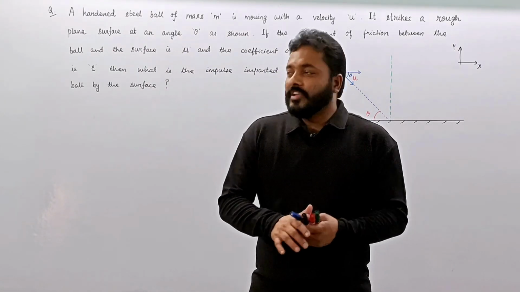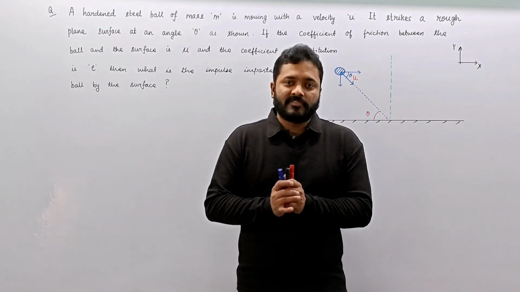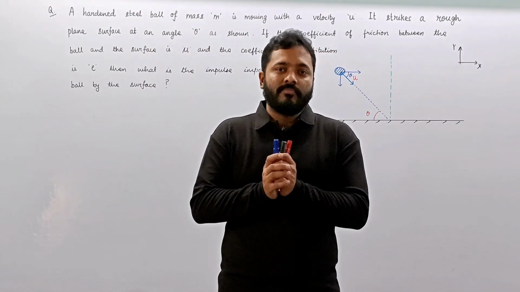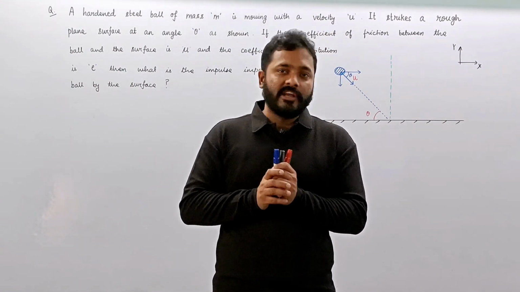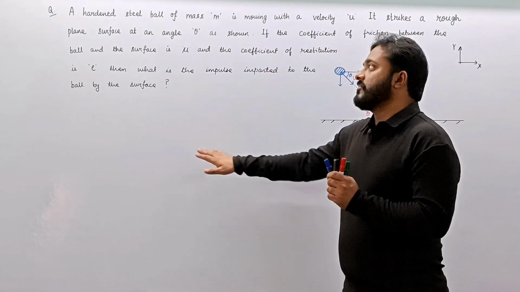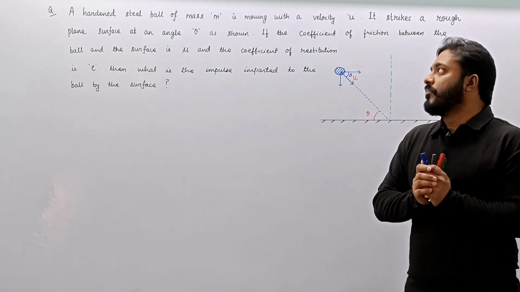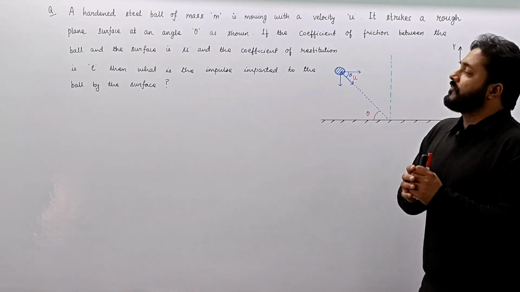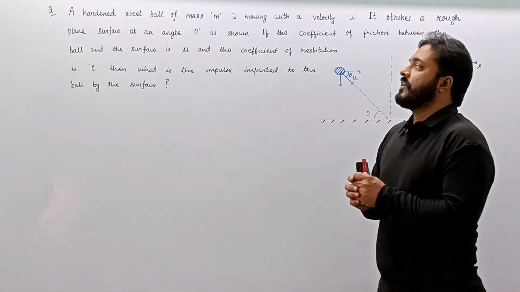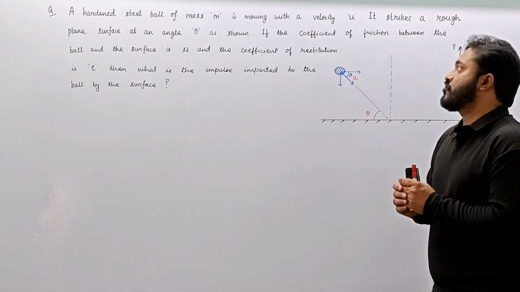Hello guys, so let us deal with an interesting problem on impulse. Let's first read the problem to find out what it is asking, and then we will go into the details. The problem states: a hardened steel ball of mass m is moving with a velocity u. It strikes a rough plane surface at an angle theta as shown.